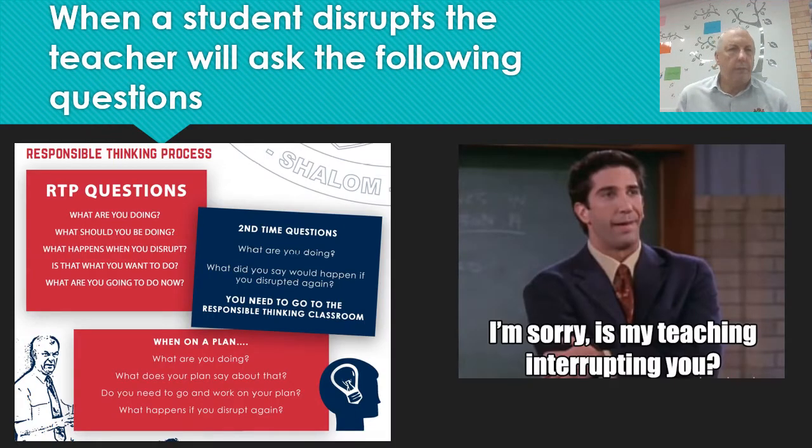When a student disrupts, the teacher will ask the following questions. So the first set of RTP questions are, what are you doing? What should you be doing? What happens when you disrupt? Is that what you want to do? And what are you going to do now?